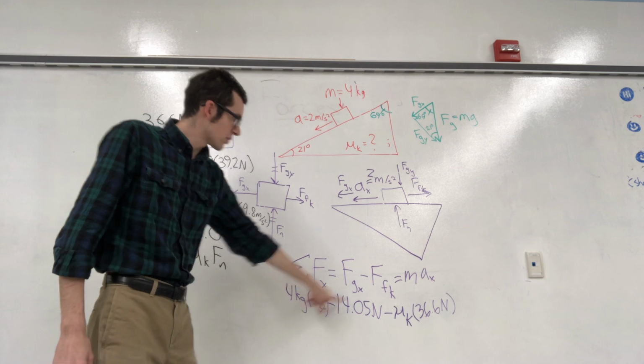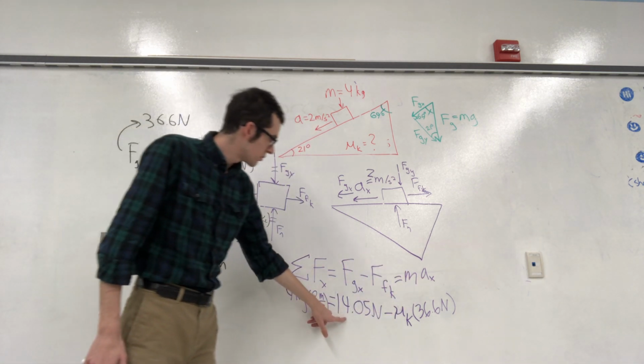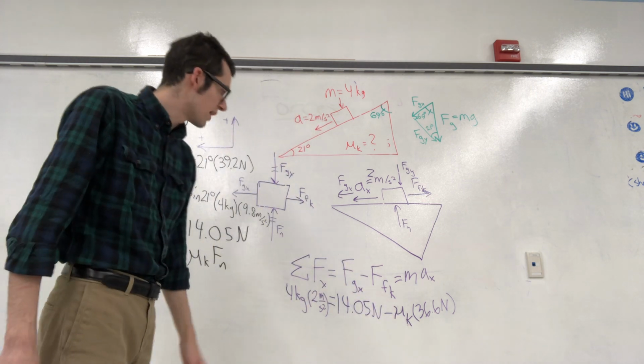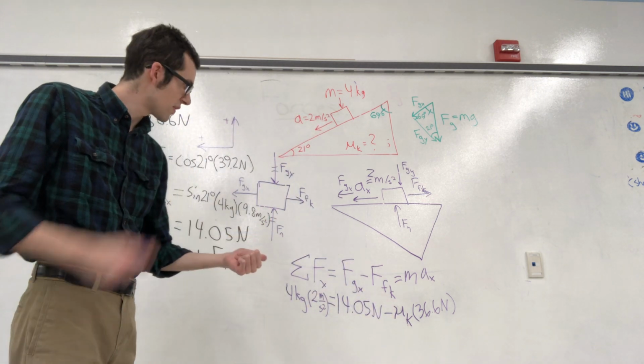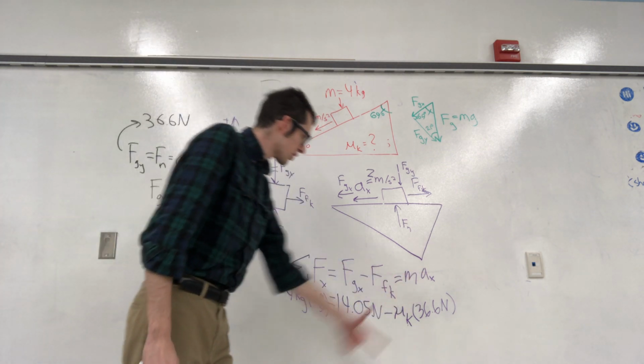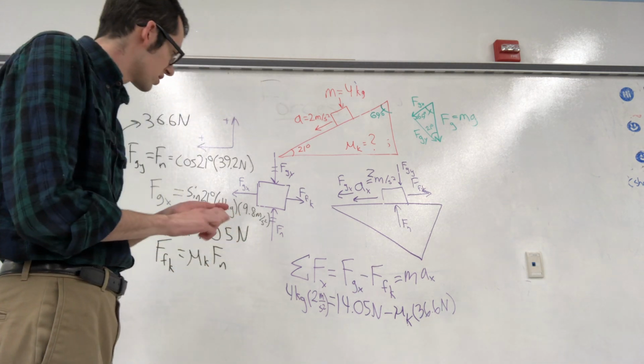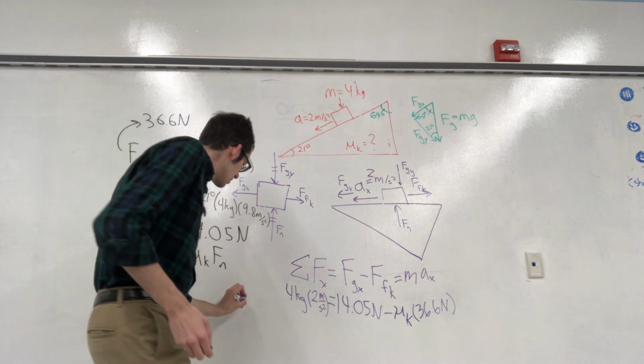Because we know that acceleration in the x direction is 2, and we know the mass, we should be able to now solve for mu k because we have everything else. We have the force of gravity in the x direction causing it to accelerate down the ramp. We know our normal force, so mu k should be fairly easy to solve for. So this is 8 newtons.